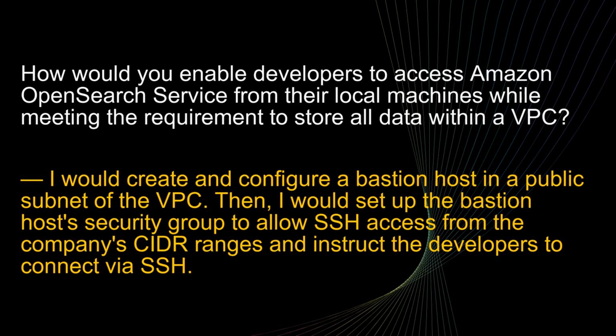How would you enable developers to access Amazon OpenSearch Service from their local machines while meeting the requirement to store all data within a VPC? I would create and configure a bastion host in a public subnet of the VPC. Then, I would set up the bastion host security group to allow SSH access from the company's CIDR ranges and instruct the developers to connect via SSH.